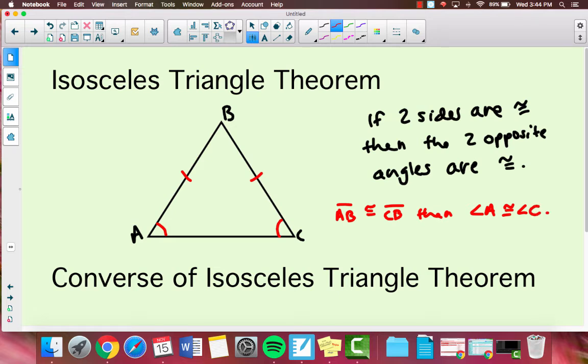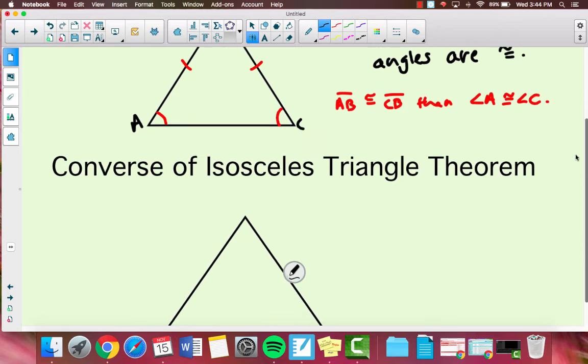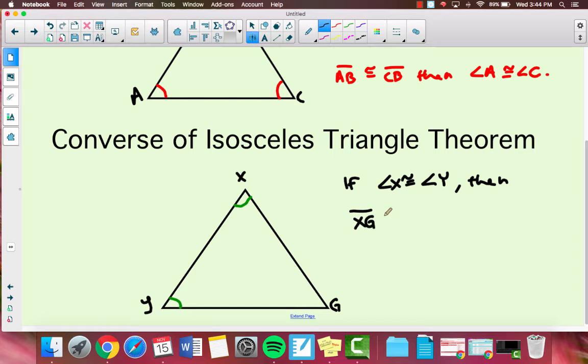All right, and we talked about that, like I said, in a previous section very briefly, but now this is where we formally are introducing it. The converse of that is just the reverse. So the reverse says if I know two angles are the same, so maybe I know these two angles are the same, then that means that my opposite sides would have to be the same. So if this is angle X and angle Y, I'd say if angle X is congruent to angle Y, then what would have to be true? Then that would mean that segment XG would have to be congruent to segment YG. So opposite side, opposite side.